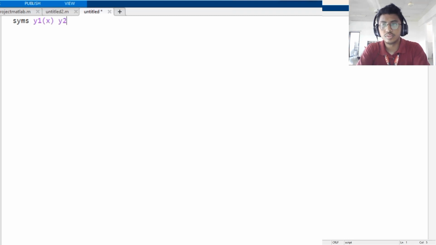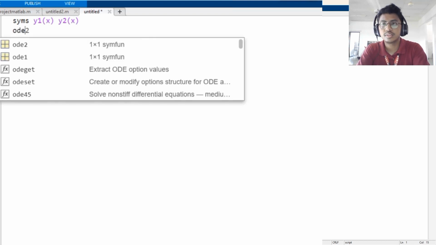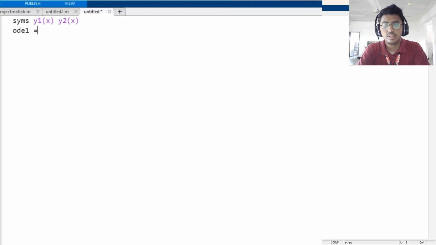y1 x and y2 x. Then we need to declare also ODE1 is equal to differentiation of y1, equal. We need to put two equals there. So 6 times by y1 addition with 1 times by y2. So we need to put semicolon here.